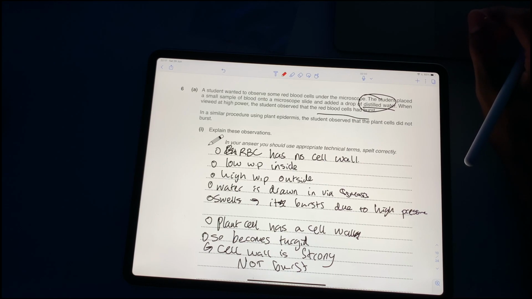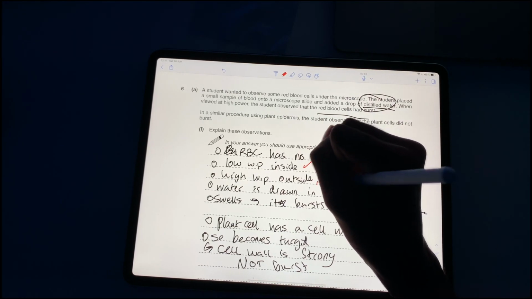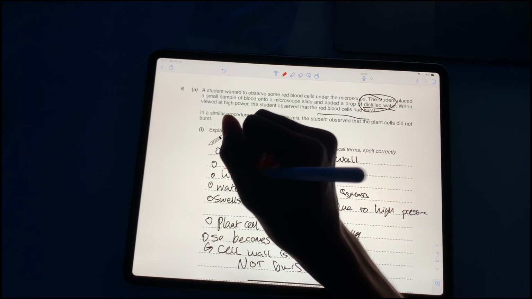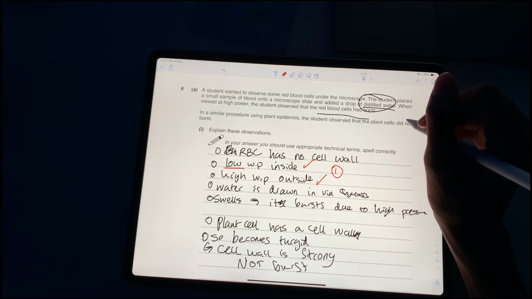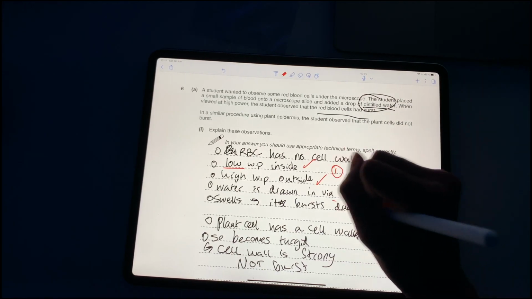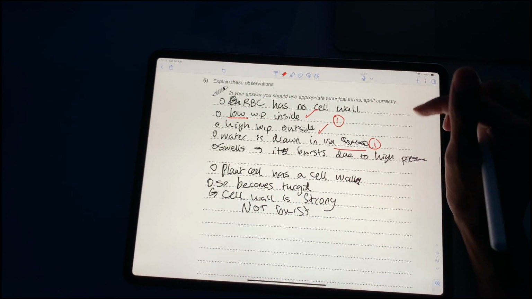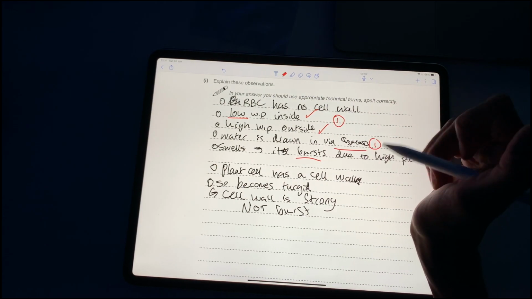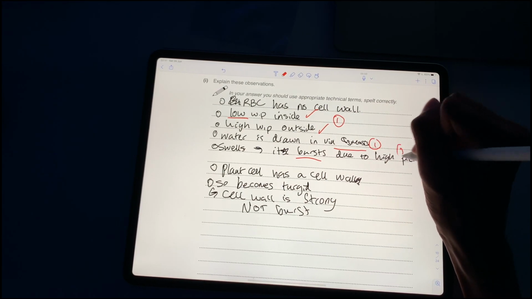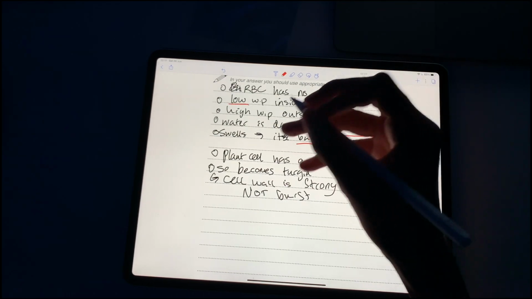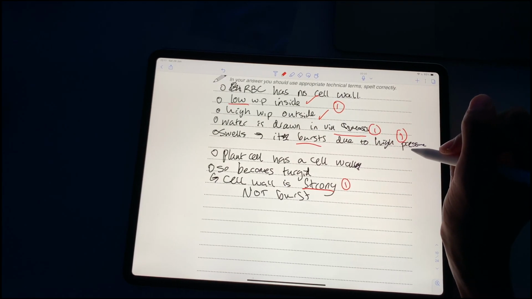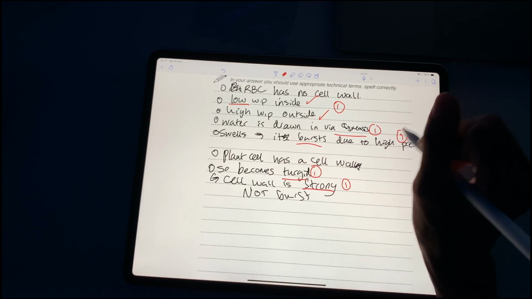So the cell has a lower water potential than distilled water. The cell has a lower water potential. The low water, I don't know. Let's just say that's 1 mark there. Water is drawn in by osmosis, that's 1 mark there. Animal cell surface membrane weak, cannot withstand. Swells, bursts, due to high pressure, another mark. Plant cells strong, that's 1 mark there. Becomes turgid, 1 mark there.